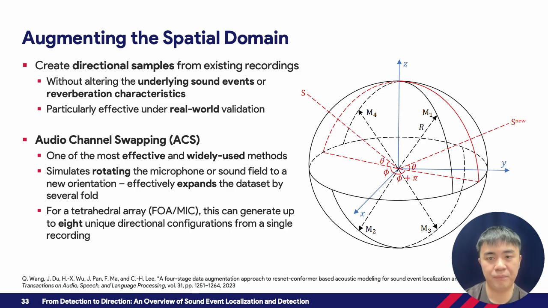a single recording. In other words, the ACS method simulates rotating the entire microphone array or sound field and adjusts the directional labels accordingly. Now, the most important benefit of this transformation is that it perfectly preserves the underlying acoustic properties of the recording environment, including reverberation, which makes it incredibly effective for training on real-world data.